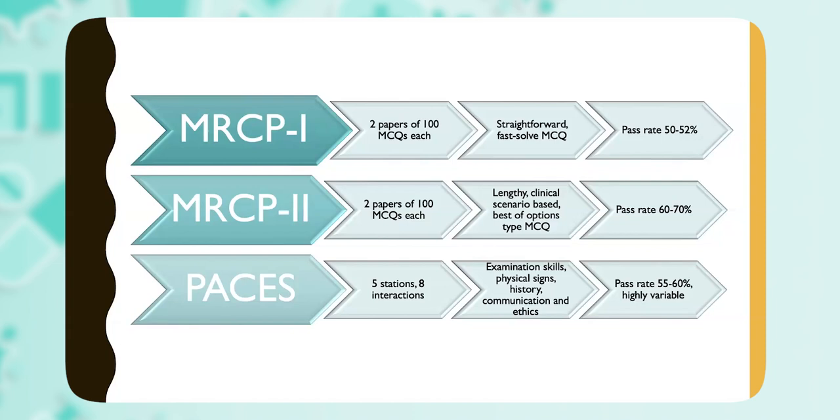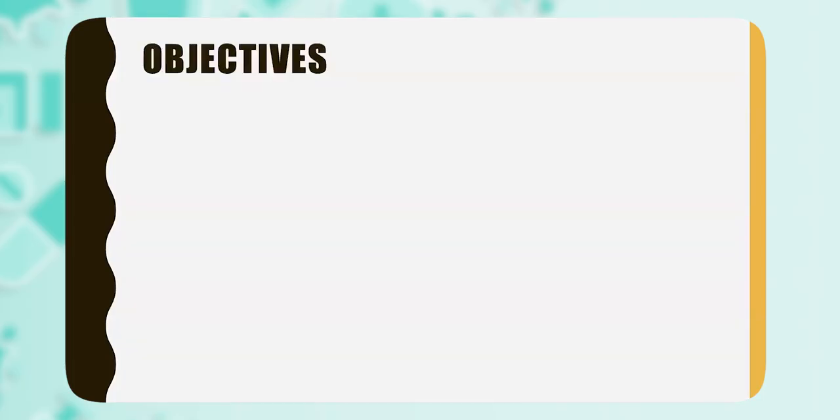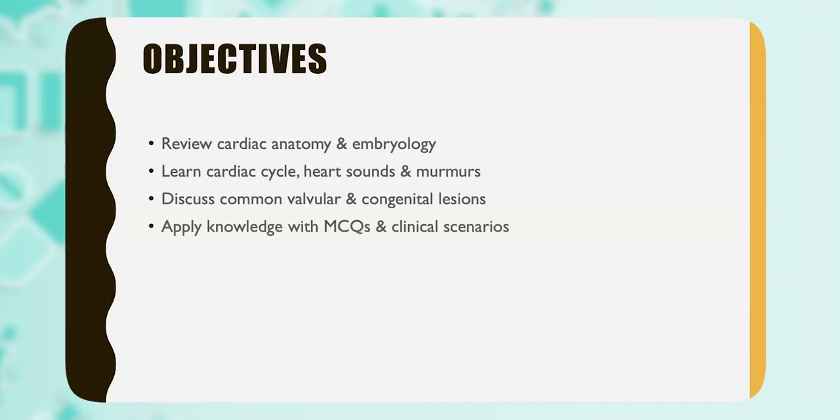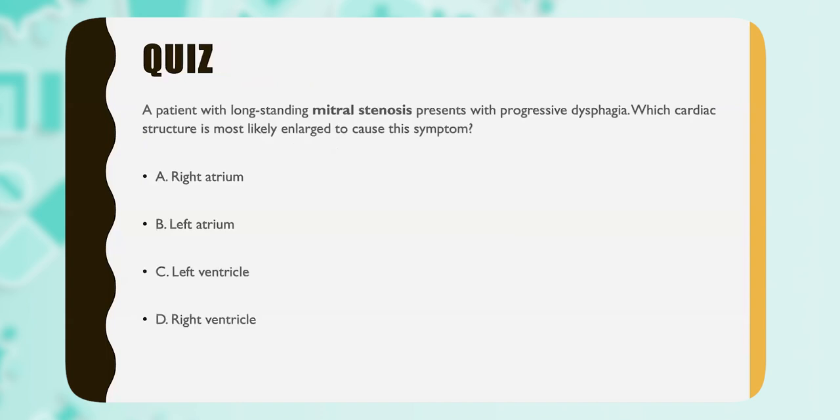So, without much further ado, I'll proceed. If you have any questions about the pattern and everything, please feel free to ask me. Not much has changed in MRCP 1 and 2. A lot has changed in PACES. So, today's objectives are we'll review the cardiac anatomy and embryology, learn about cardiac physiology, that is, cardiac cycle, heart sounds, and murmurs, discuss some common valvular and congenital lesions, and apply knowledge with MCQs and clinical scenarios.